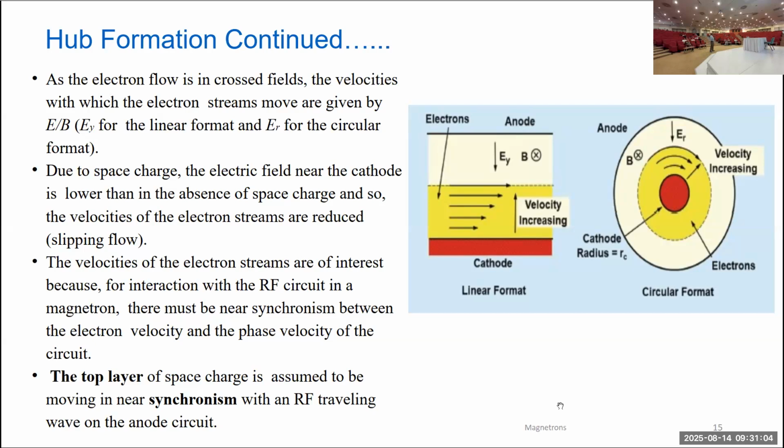The velocities of electron streams are of interest because for the interaction with the RF circuit in a magnetron, there must be near synchronism between the electron velocity and the phase velocity of the circuit. The top layer of space charge is assumed to be moving in near synchronism with an RF traveling wave on the anode.